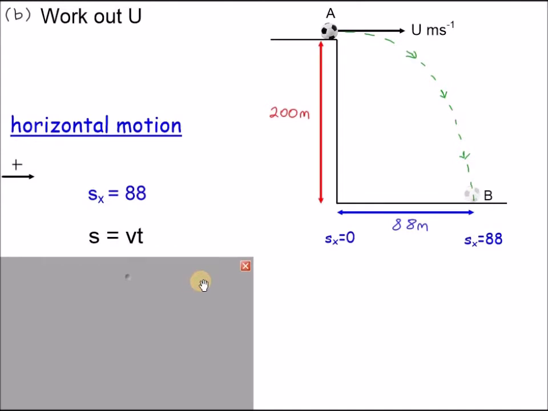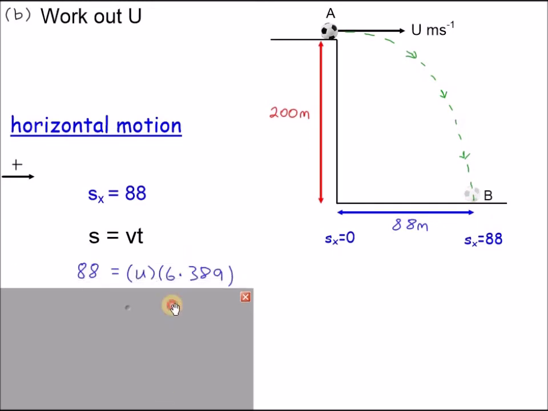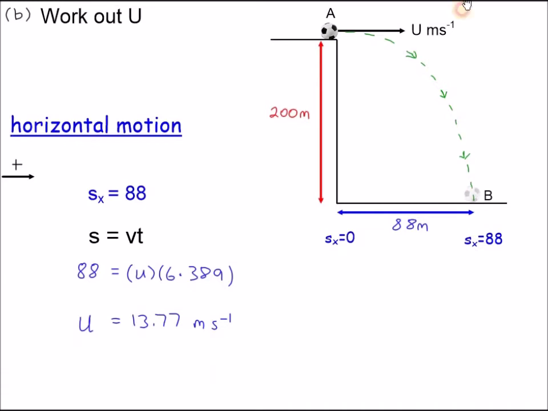So using the formula s equals vt, where s is the horizontal displacement, 88 meters, v is the horizontal velocity. Horizontal velocity doesn't change anywhere in the motion of the ball, so in this case it's just this value here, which is u, and we've already worked out t, the time of flight, the time taken for the ball to cover a horizontal distance of 88 meters. So substituting the values in and solving gives us u is equal to 13.77 meters per second.